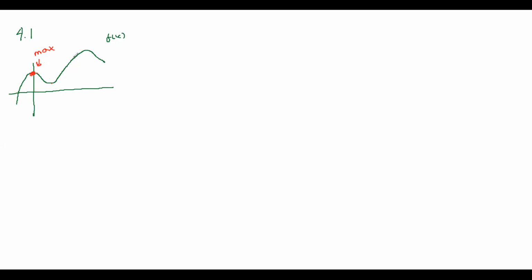Any other critical points in this graph? Another min and another max. Yep. So here we have another max, and here we have a min. And at all of these points, the slope of the tangent line, if I were to draw it, would be 0. So here's my tangent line. You can see that it's flat. The slope is pretty much 0.